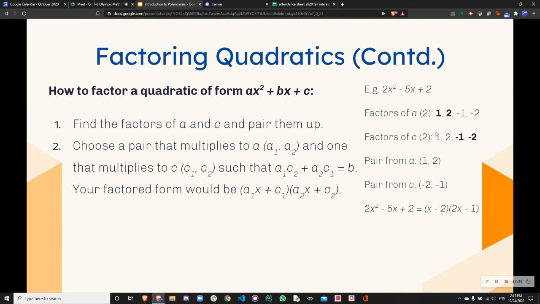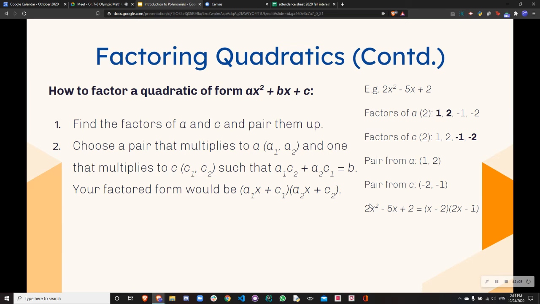Here I chose 1, 2 from A. From C, I chose -2, -1. So we want to test it out here. We have A1 times C2, so 1 times -1 gives you -1. For A2C1, we have 2 times -2, which gives you -4. -1 plus -4 gives you -5, and -5 is equal to B over here.